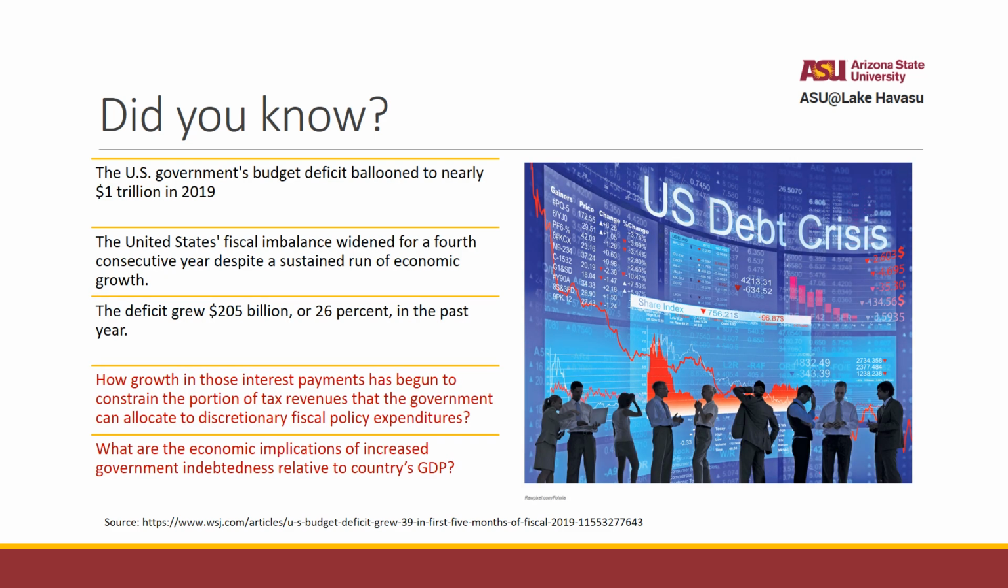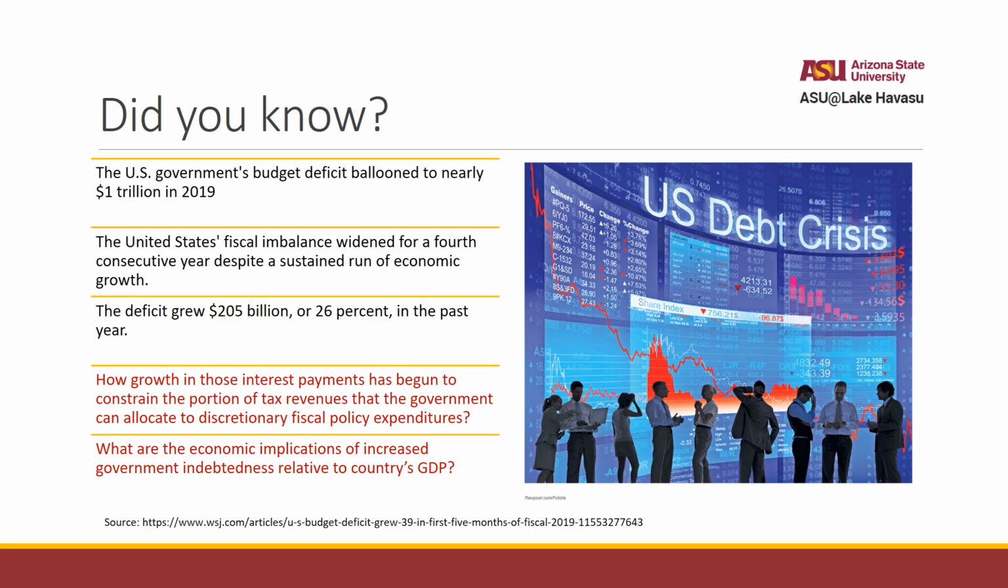The US government's budget deficit ballooned to nearly $1 trillion in 2019. The United States fiscal imbalance widened for the 4th consecutive year despite a sustained run of economic growth. The deficit grew by about $205 billion, or 26%, in the past year.